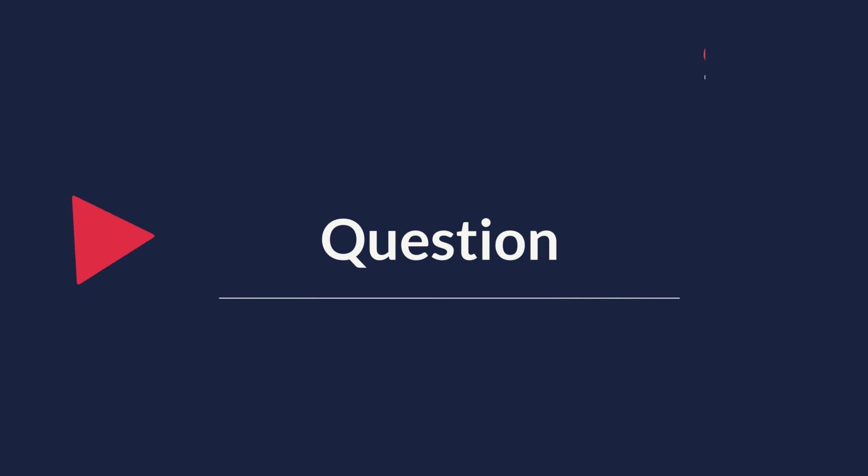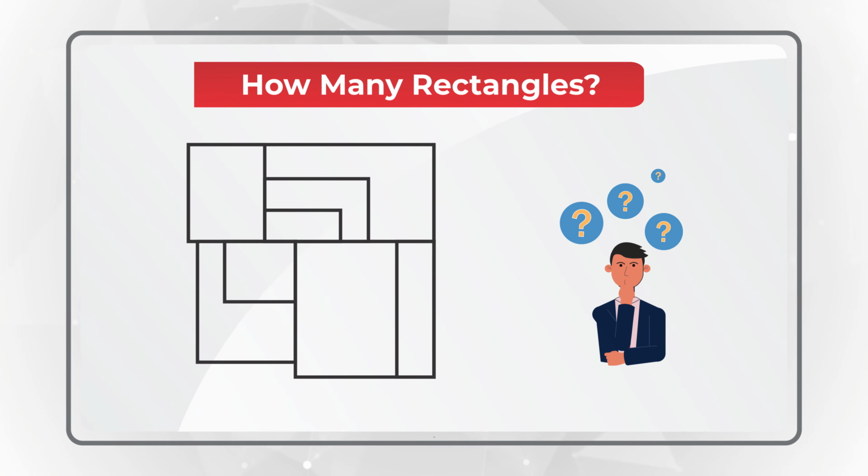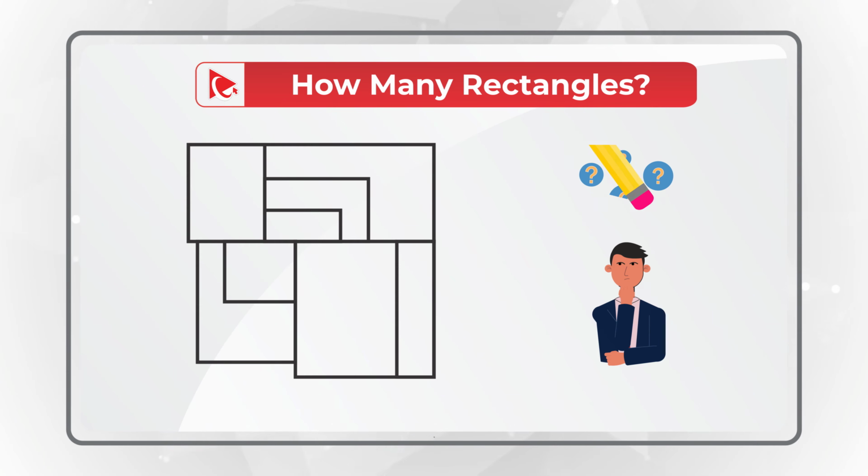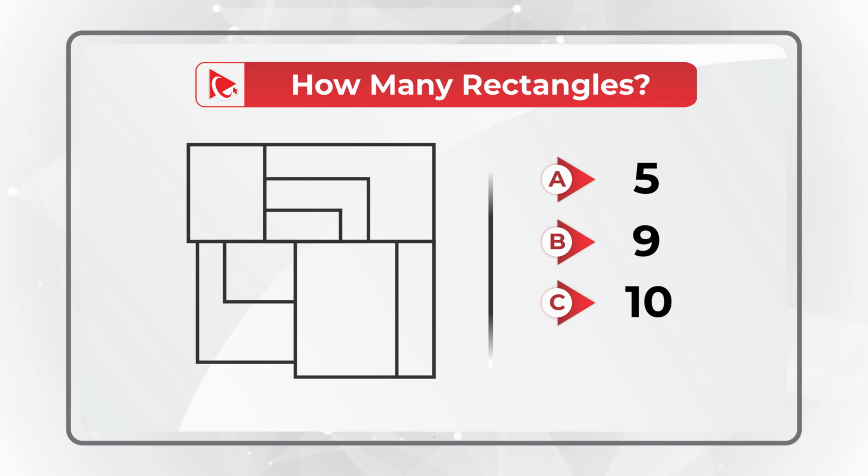Here's an amazing question to test your analytical brain power. You're presented with the shape and you need to determine how many rectangles are part of this shape. You have 4 different choices. Choice A, 5. Choice B, 9. Choice C, 10. And choice D, 12.